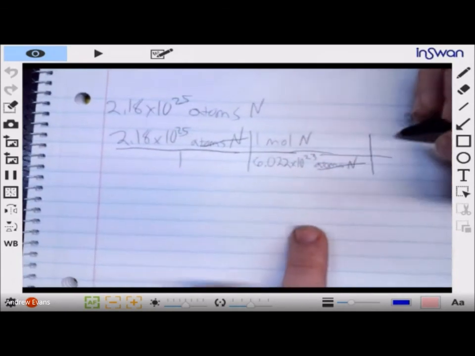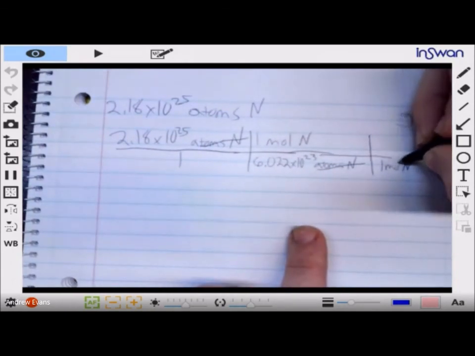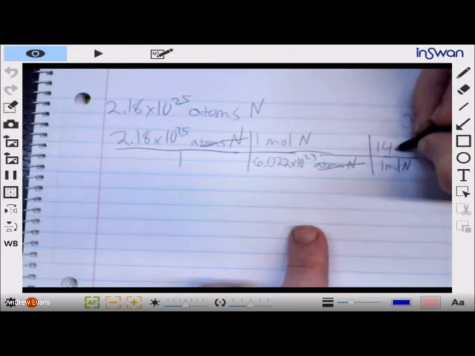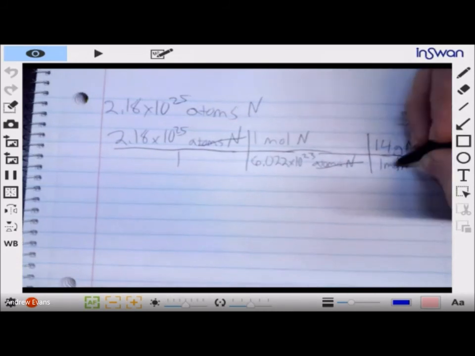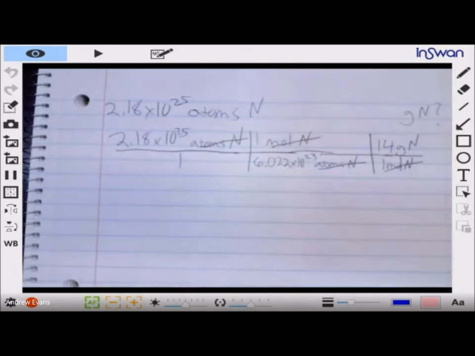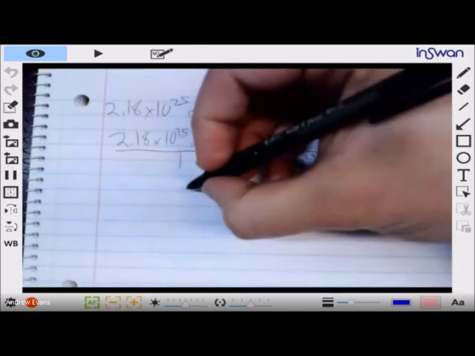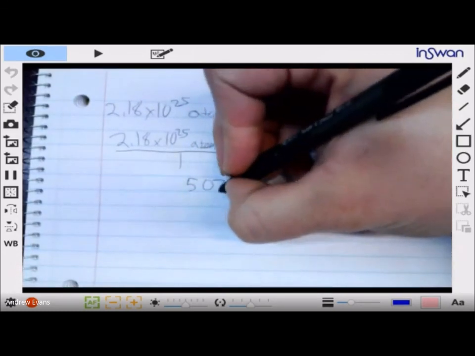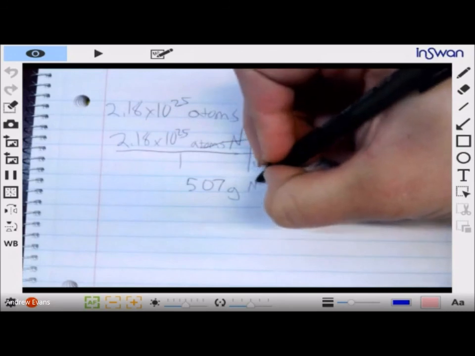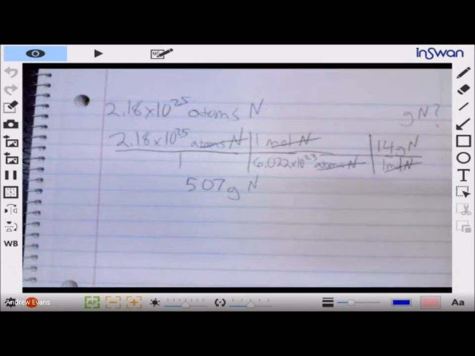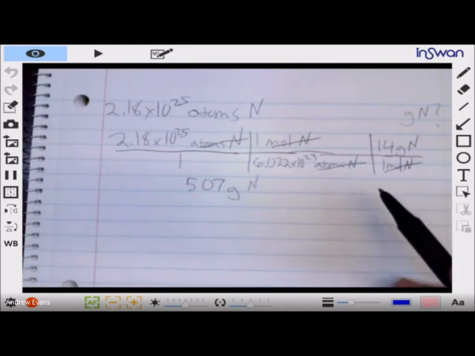And then 1 mole of N weighs 14 grams. So mole of N cancels mole of N. So 6.8, and then times 14, I would get an answer of something like 507 grams for the N. I'm rounding to the correct significant figures, but 507 grams.